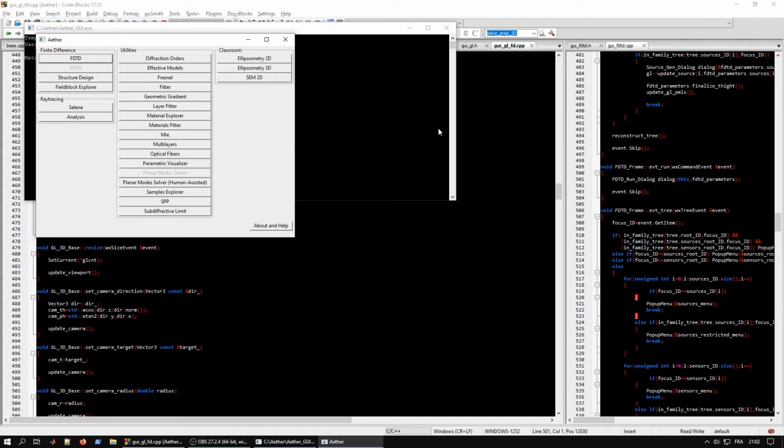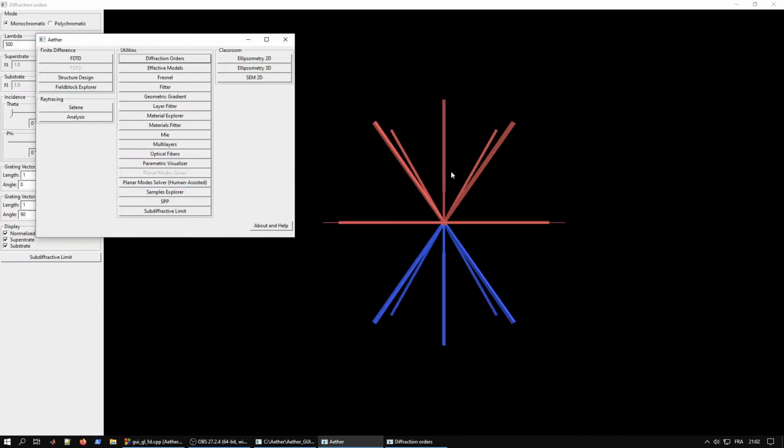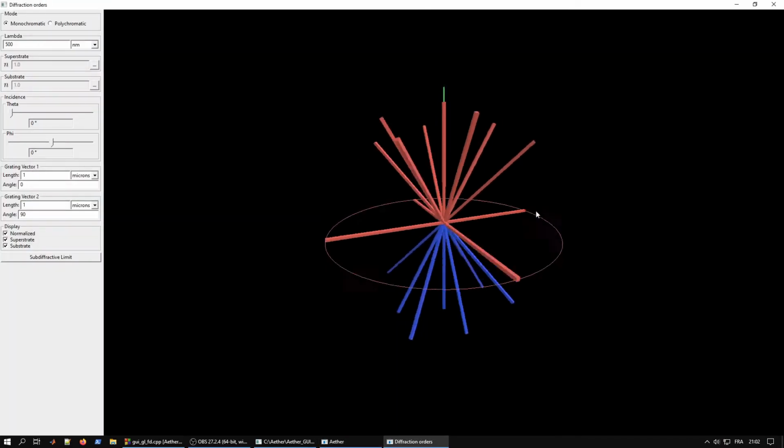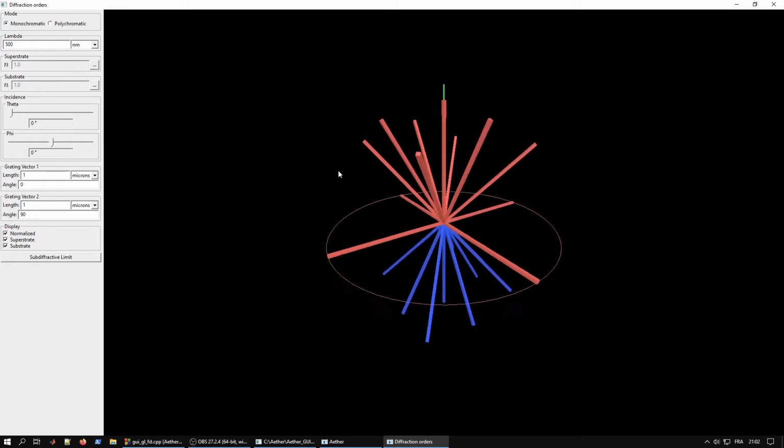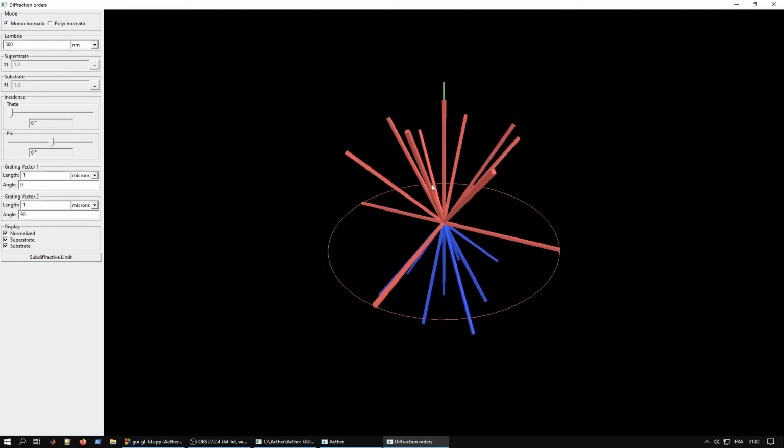In optics, it can be quite useful when we are working with gratings to have an idea of how the different diffraction orders behave. To do this, there is a diffraction tool that is designed to display how the diffraction orders of a specific grating look like in terms of their direction.